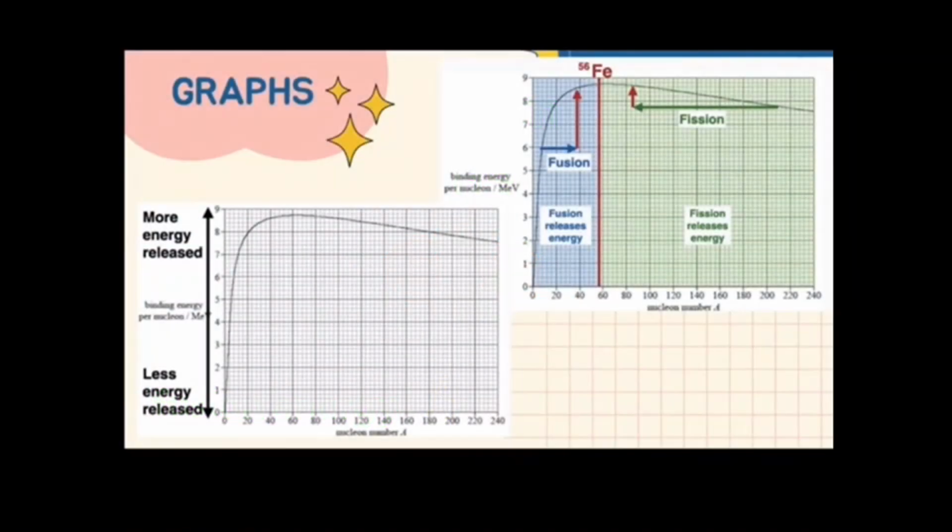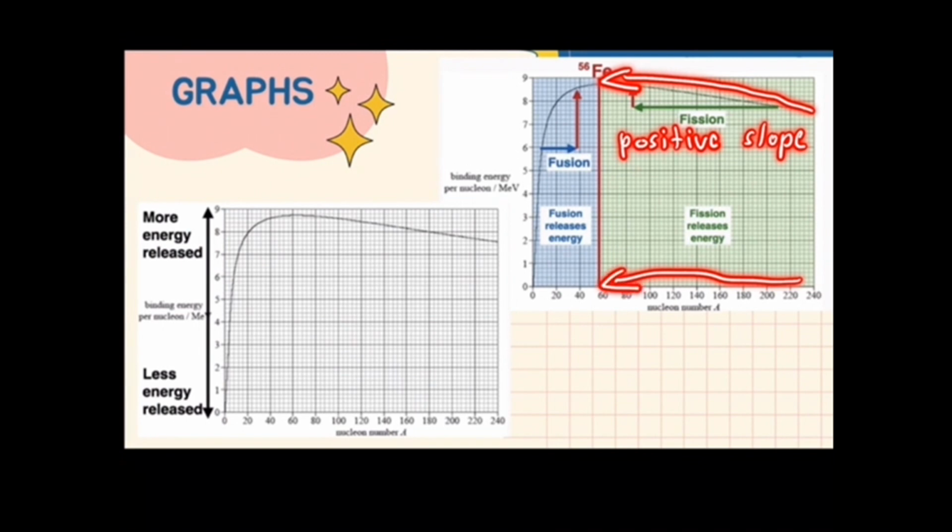Now we will be looking at graphs on fission and fusion. The x-axis in this graph represents the number of nucleons, and the y-axis represents the mega electron volts, or MeV, which is the binding energy per nucleon. So as fission decreases in size, the energy that is released increases because as the nucleon number decreases, the x-axis moves toward the right on the graph. In this case, there is a positive slope, meaning energy is released.